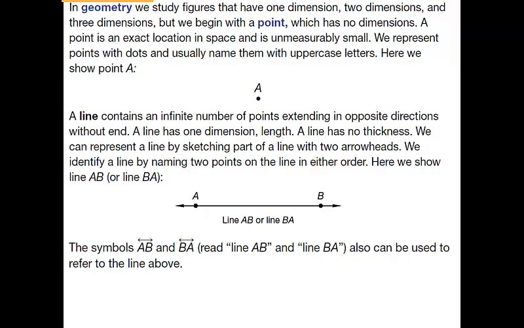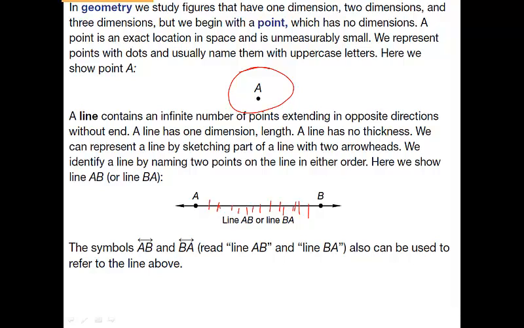In geometry, we start off with a point. A point is simply a small dot, and they usually identify that with a capital letter. It's not measurable. It's just called a point. Next, we have a line. A line contains an infinite number of points. I mean, there are so many points in between here, you can't even mark them all, right? And the line, we really don't care how thick the line is.